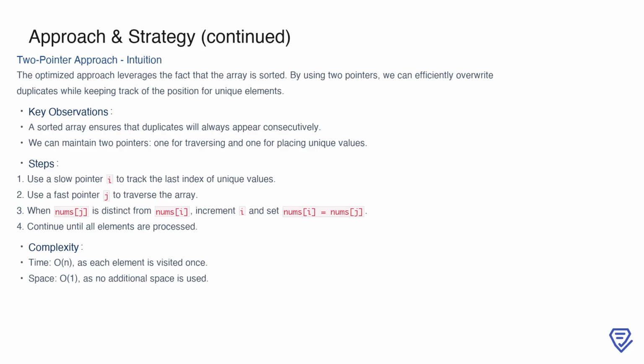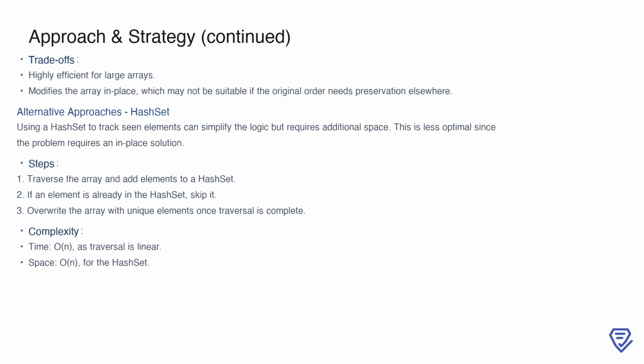The magic of this approach lies in its efficiency. It runs in O(n) time since each element is visited only once, and it requires O(1) additional space because all the operations are performed in place. The two-pointer approach offers a significant advantage for larger arrays due to its efficiency. By modifying the array in place, it avoids the overhead of creating additional data structures, making it highly suitable for scenarios where memory usage is a concern.